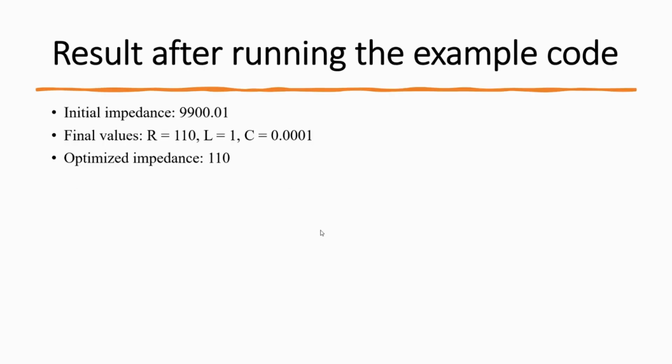The result after running the example code. This is the result we will get after running the code in any online compiler or offline compiler. The initial impedance for the initial values of RLC was 9900.01. Then after optimizing, the optimized values of the components are resistance equals 110 ohms, L equals 1, C equals 0.001. The optimized impedance for those values was 110. Here we can observe that the resistance was increased compared to the previous original value. So we can say that for optimization we not only get lower values but we also get higher values to reach the final optimized value.